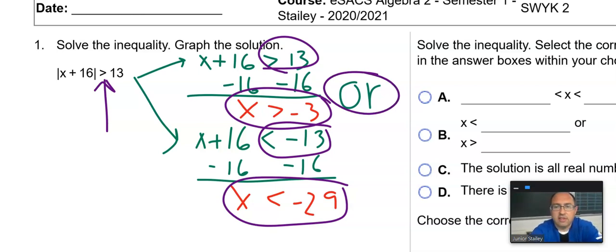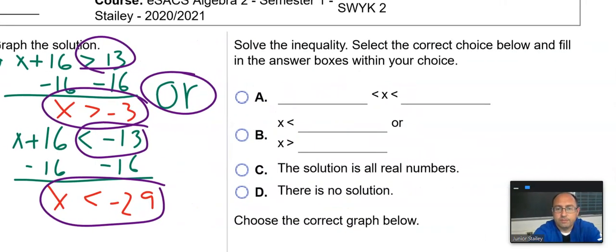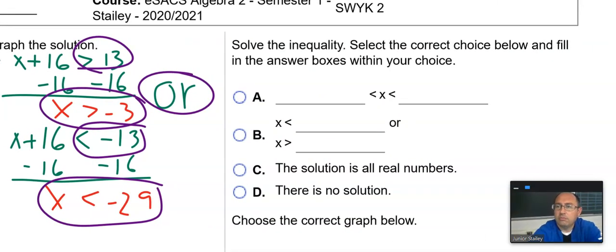So which one of these choices should I be looking at over here? It is an or, so we want x is greater than negative 3, x is less than negative 29.